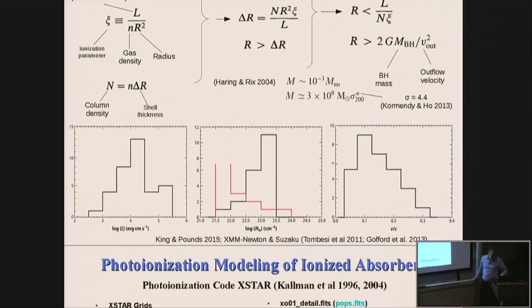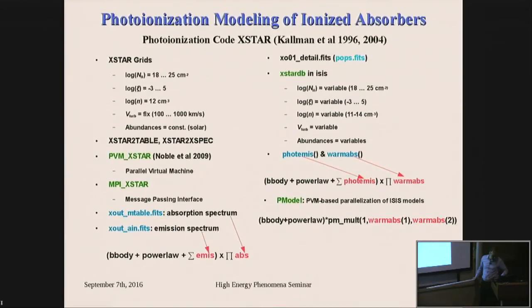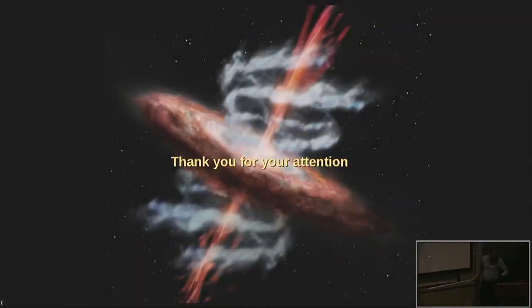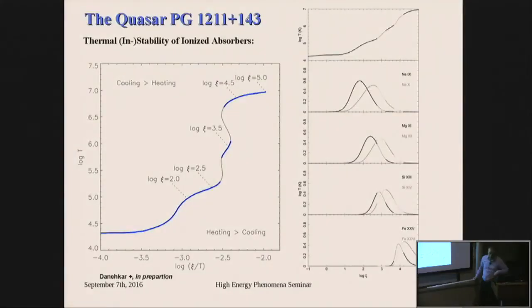Questions. In your stability curve, was that for solar abundances? Yes, for solar abundances. So if you go to higher abundances, the wiggles get larger, and you get less stable regions. And the abundances in quasars and AGN are typically a few times solar, so you'll find when you do it that the wiggles are much bigger. And this is in another paper by Chakraborty et al.